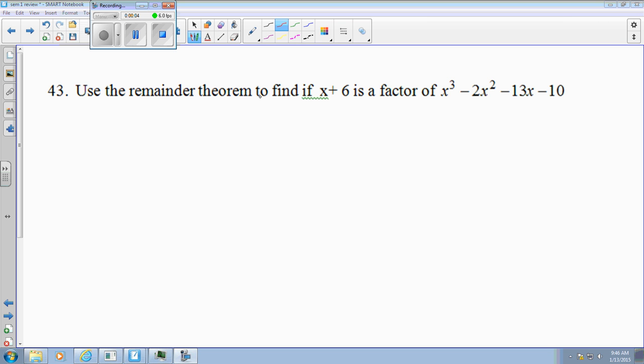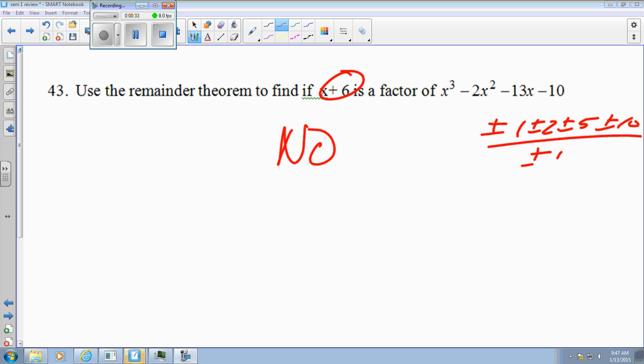So we're going to use the remainder theorem to find out if this is a factor of this. The remainder theorem goes like this. If you take all the factors of your last term, plus or minus 1, plus or minus 2, plus or minus 5, plus or minus 10, and divide it by the factors in front of your largest power, plus or minus 1, those are all the possible factors. No place in here is there a negative 6, so we know that this would not divide into that. So the answer is no.